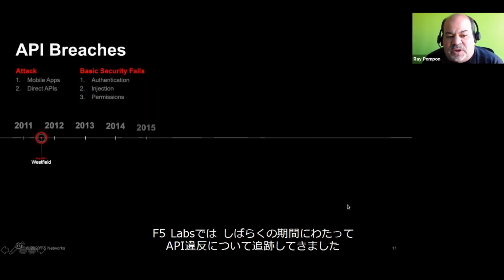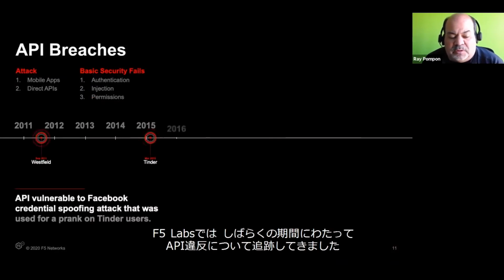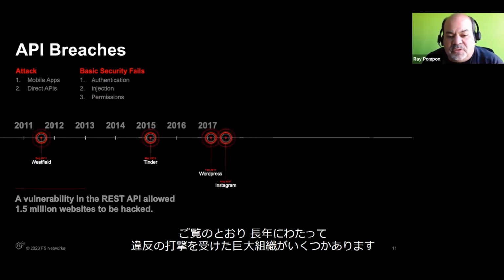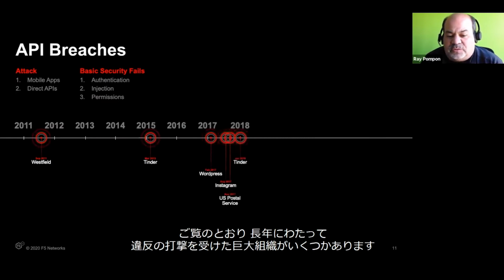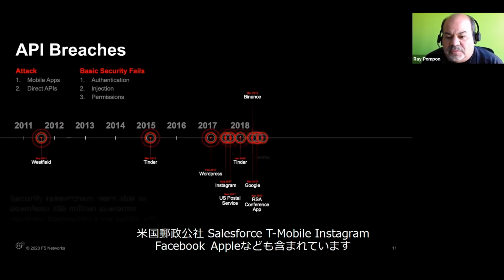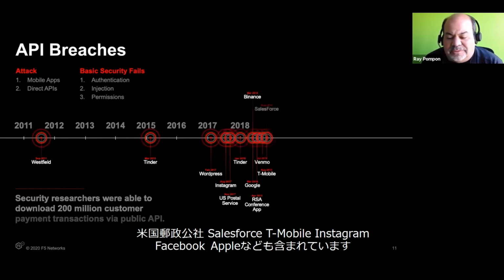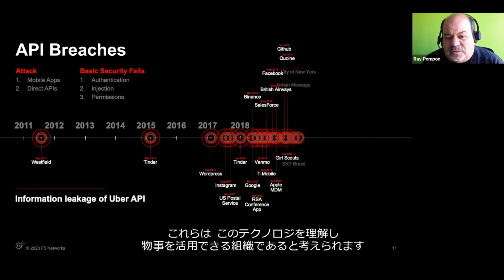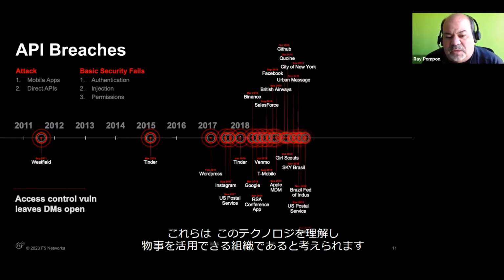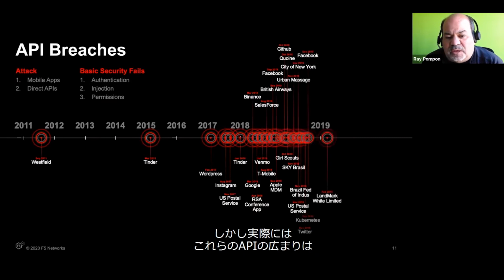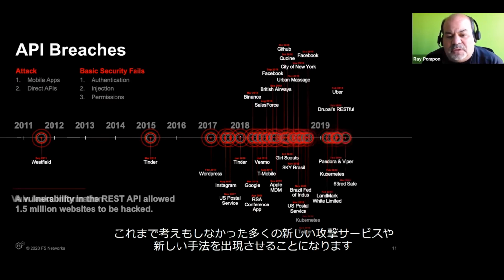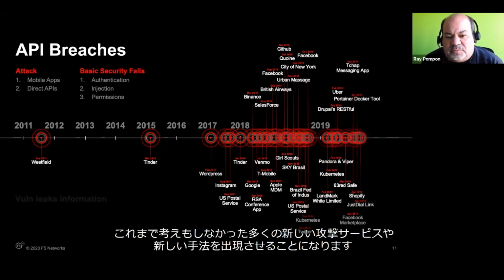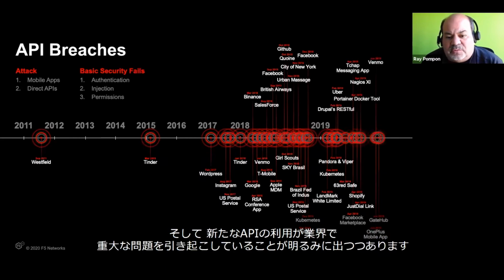At F5 Labs, we've been tracking API breaches for some time now. As you can see, some very large organizations have been hit with breaches over the years: the US Postal Service, Salesforce, T-Mobile, Instagram, Facebook, Apple. These are organizations you would think would understand this technology and be able to take advantage of it. But in fact, these APIs, as they spread out, represent a lot of new attack surface and new methods that people have never thought of. And there are new exposures coming to light that are causing significant problems in the industry.